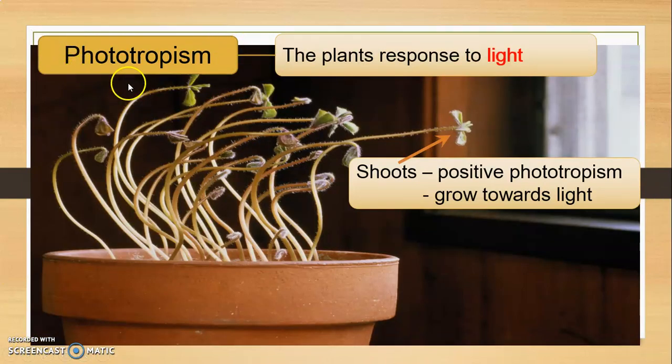Okay, phototropism. Photo means light. The plant responds to light. As we can see here, this refers to the window, and this refers to the shoot. What happened to the shoot? Shoot grows towards sunlight, and the shoot shows positive phototropism. Grow towards light. What about a root? Root will show negative phototropism because it grows away from the light.